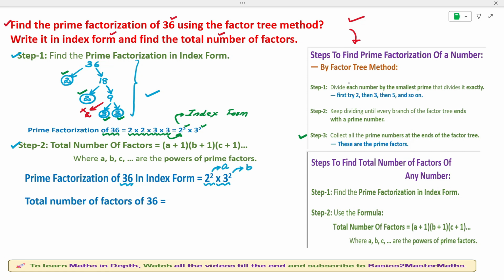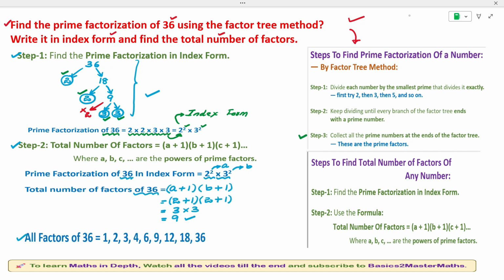Therefore, total number of factors of 36 equals (A plus 1) multiplied by (B plus 1) equals (2 plus 1) multiplied by (2 plus 1) equals 3 multiplied by 3. This gives you 9. Got it?